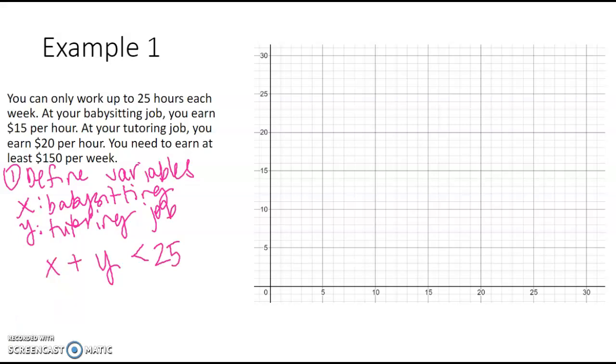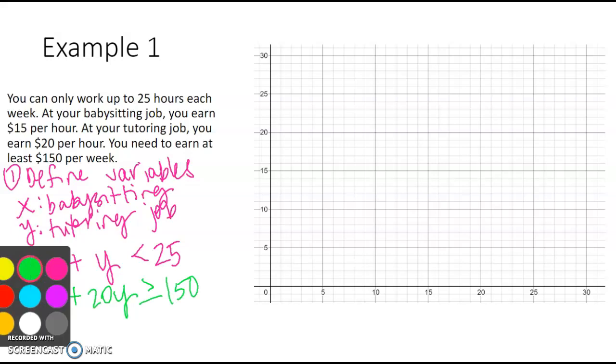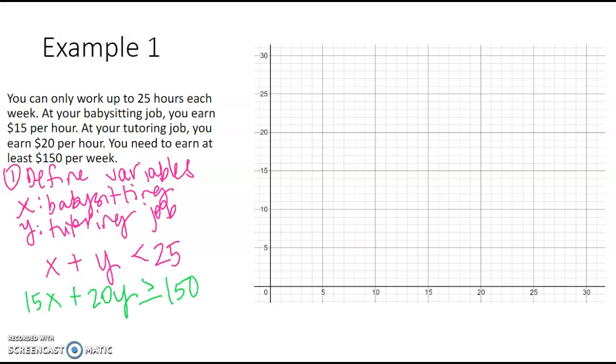My second relationship here has to do with money earned. At my babysitting job, I earn $15 an hour. That can be represented by 15x. And at my tutoring job, I earn $20 an hour, which can be represented by 20y. I need to earn at least $150 per week, which means I could earn more, but I can't earn less. So I want to say that that is greater than or equal to 150. And actually, working up to 25 hours, we could work 25 hours, so that one should be less than or equal to as well.